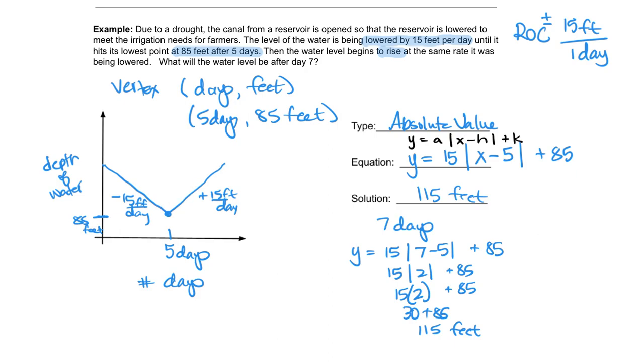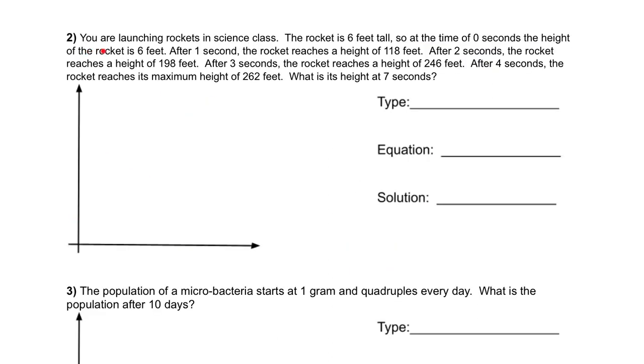So you're launching rockets in science class. The rocket is 6 feet tall. So at the time of 0 seconds, the height of the rocket is 6 feet. After 1 second, the rocket reaches a height of 118 feet. After 2 seconds, the rocket reaches a height of 198 feet. After 3 seconds, the rocket reaches a height of 246 feet. After 4 seconds, the rocket reaches a maximum.